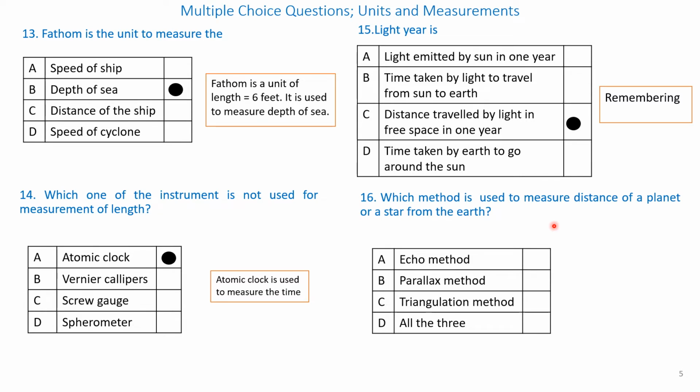Question number 16. Which method is used to measure the distance of a planet or a star from the earth? There are 4 options. Option A, echo method. Option B, parallax method. Option C, triangulation method. And option D, all the 3 above. So the correct option is, you have to remember that parallax method is used. So mark it as B. B is the correct answer.